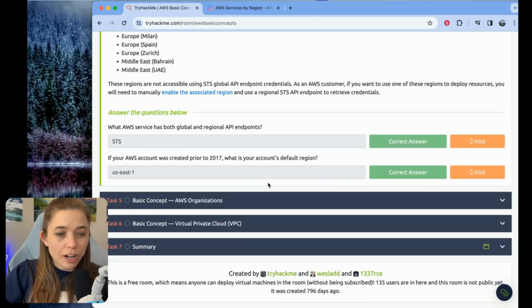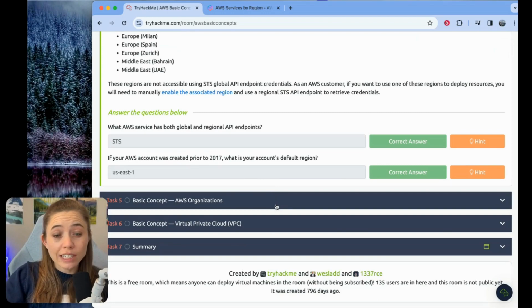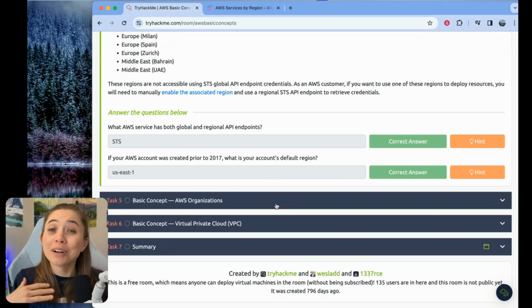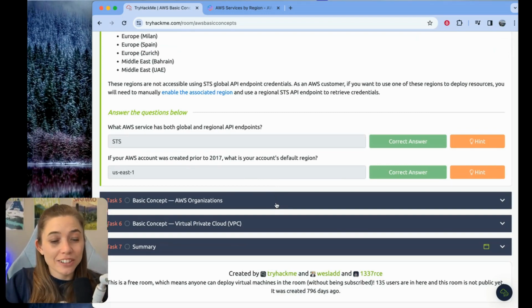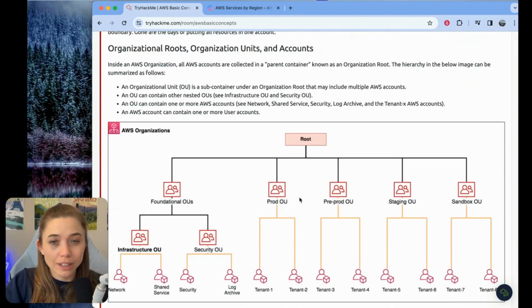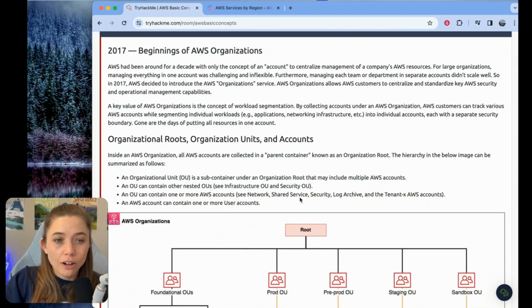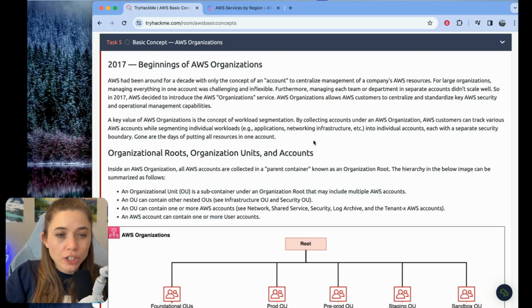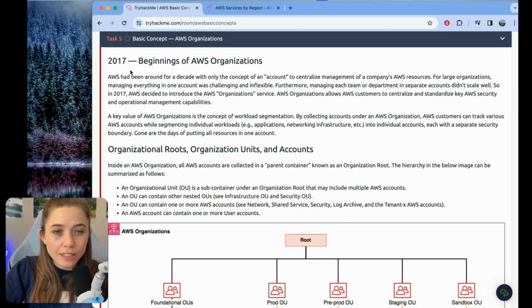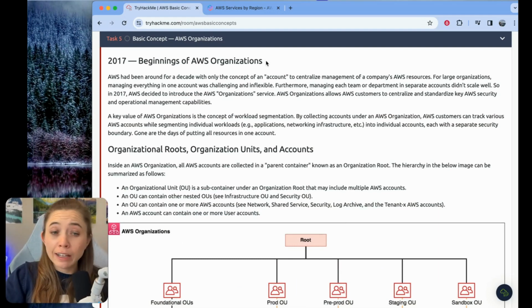Okay, so now let's move on to basic concepts, AWS Organizations. I'm a proud AWS Organizations user, so hopefully I'll be able to get some of this, but let's see what's going on. All right, so we're going to get a little bit of an origin story. So this is talking about 2017, the beginnings of AWS Organizations. I had never even spun up an EC2 instance in 2017.